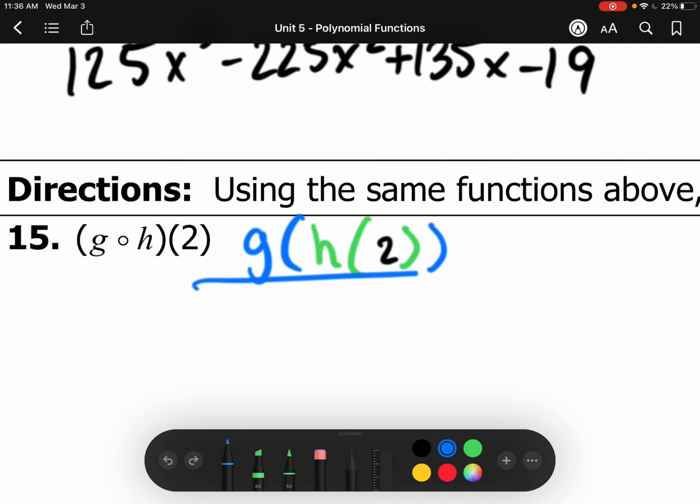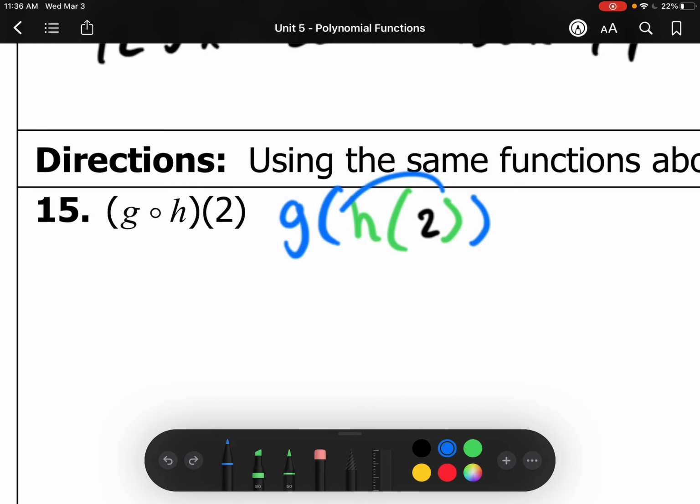So I think you guys can see it here now. What you're going to do is you're going to take this 2. You're going to start off with function h first, right? You have to solve what function h is first when you plug in 2 into the function. Then whatever resulting value you get from function h after plugging in 2 for the x values, you're going to plug in that value into function g for the x values. Excuse me. So let's go ahead and get started.